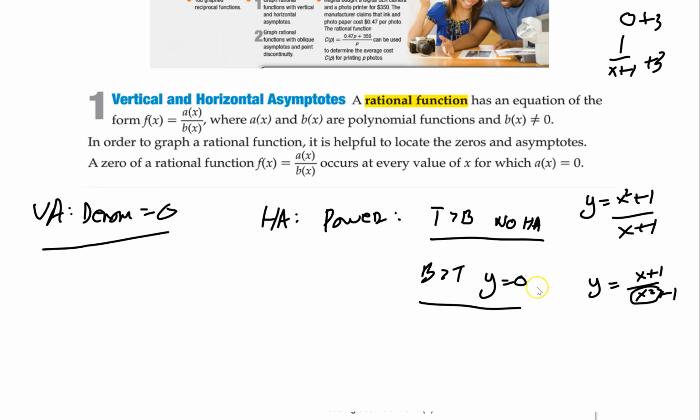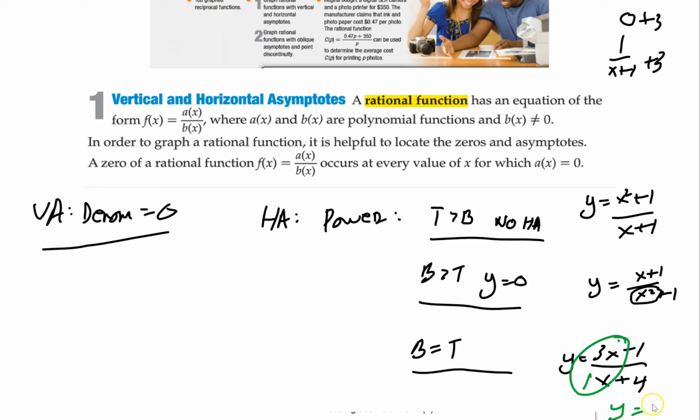So far, right? Top power bigger than bottom power is none. Bottom power bigger than top power is 0. And what if they're the same? Only thing left over. What if the bottom power equals the top power? So it's something to this effect. In this scenario, when they're the same power, what you do is you take the ratio of the highest powers. So we look at these two, they're both the highest power. We take the ratio, so this would be y equals 3 over 1, also known as y equals 3. So then it's y equals the ratio. So that's how you find the powers.